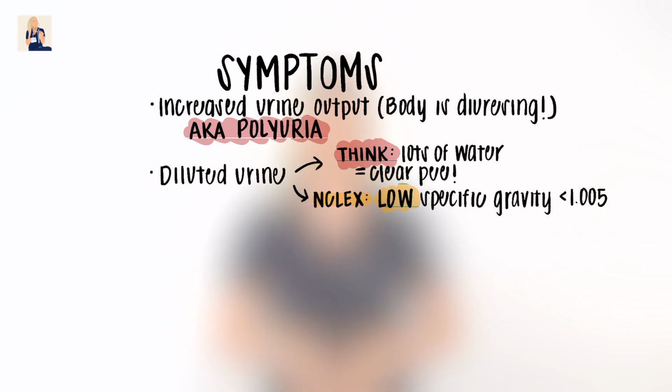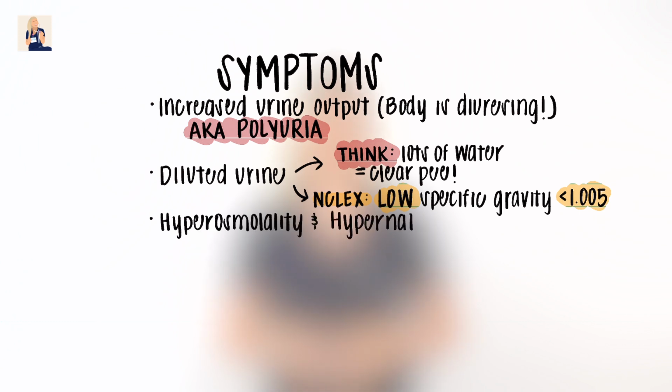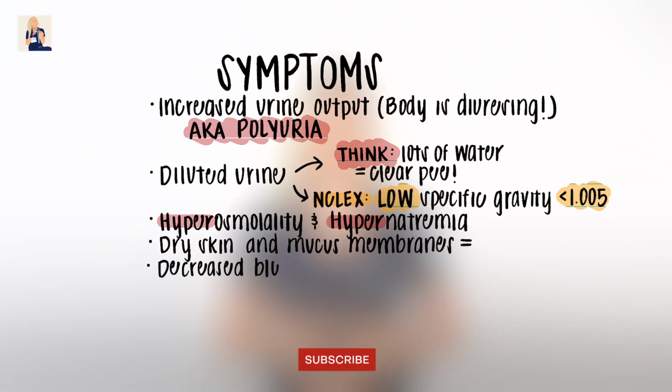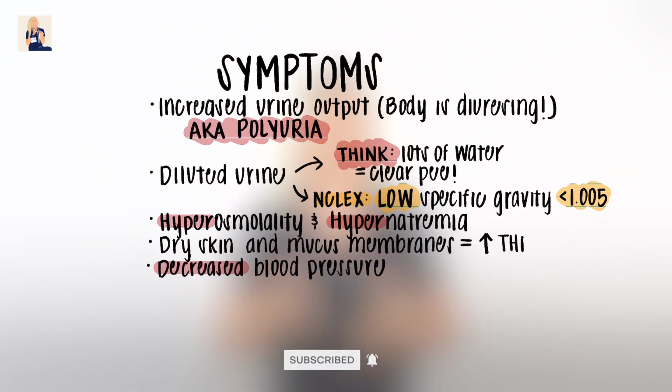Now, if we are losing fluids, we are dehydrating our insides, right? We are dry inside, which means common labs would show hyperosmolality and hypernatremia. The patient will have dry skin and dry mucous membranes with decreased blood pressure. And of course, they're very thirsty like SpongeBob in that episode.